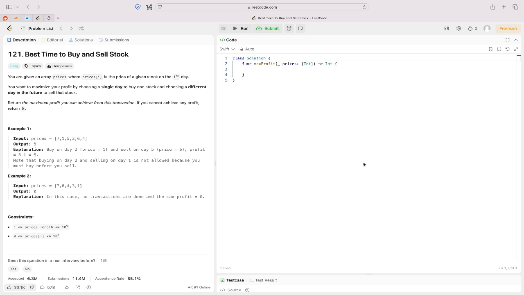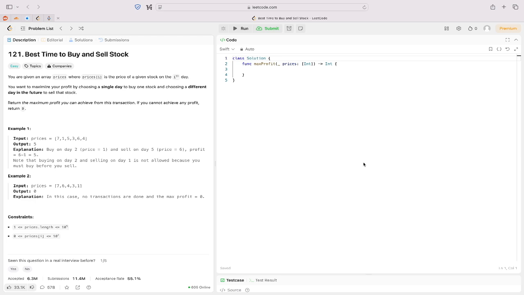Okay, LeetCode problem 121. Best time to buy and sell stock. You are given an array prices, where prices[i] is the price of a given stock on the ith day. You want to maximize your profit by choosing a single day to buy one stock and choosing a different day in the future to sell that stock. Return the maximum profit you can achieve from this transaction. If you cannot achieve any profit, return 0.